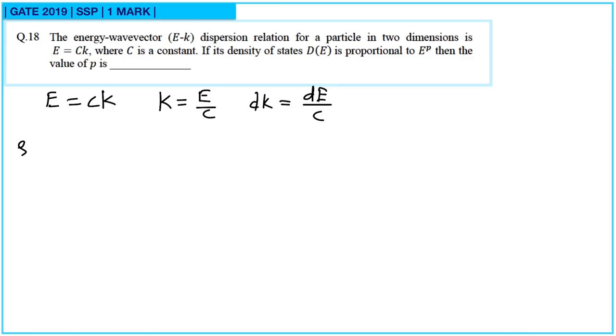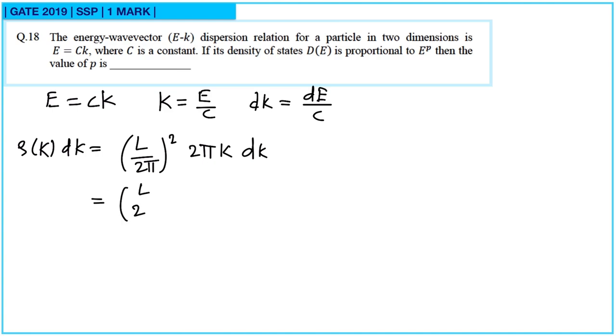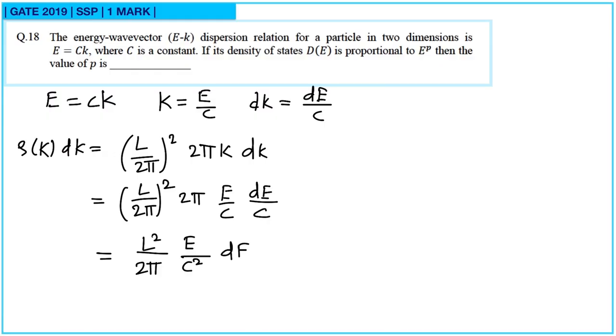Now density of states, let us write in terms of k first. So rho k dk is equal to (L by 2 pi) whole square into 2 pi k dk. We can substitute value of k and dk. So (L by 2 pi) square into 2 pi, k is E by C, into dE by C. So this will be L square, 2 pi will cancel out, 2 pi into E by C square into dE. So from here we can see that it is proportional to E raised to 1. So p is equal to 1. And answer range for this question is 1 to 1.